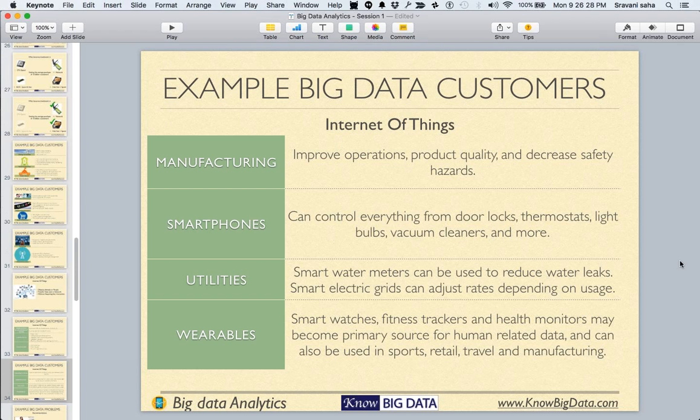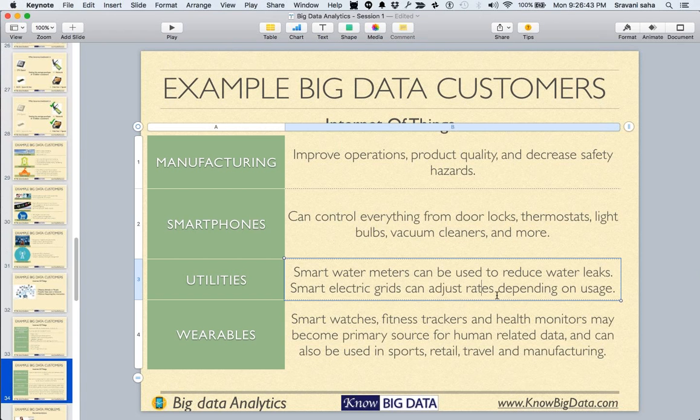Similarly, in case of smartphones, you can control everything from door lock, thermostat, light bulbs, vacuum cleaner, and more. You can control everything from smartphones. In utilities, you have smart water meters which can predict the water leakages, as well as smart electric grids that can adjust rates upon the usages.